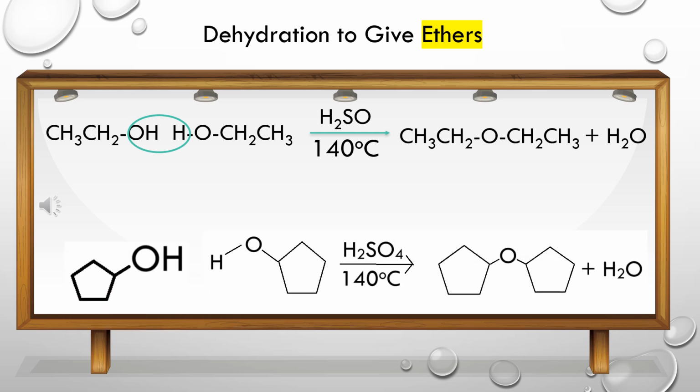What if I had 2 cyclopentanols and treated it with sulfuric acid, 140 degrees centigrade? Again, we're going to remove a water molecule from between these 2 structures. As we do so, water is one of the products. The other product links these 2 structures together, and so we have the ether functional group bridging the 2 cyclopentane rings.